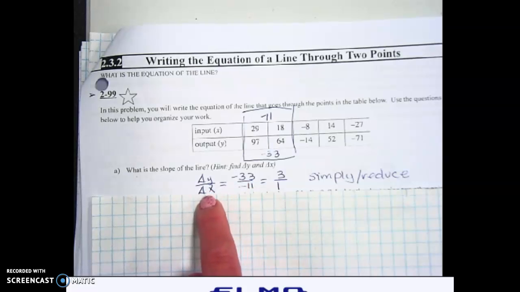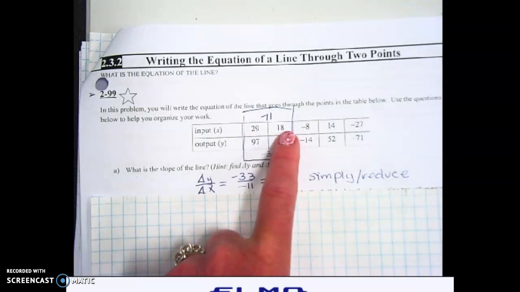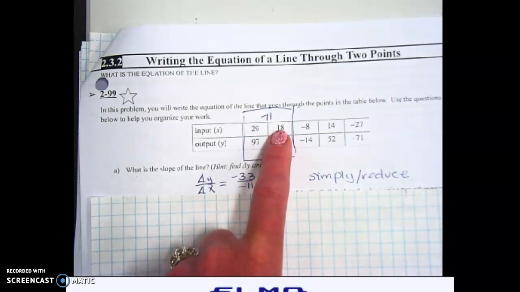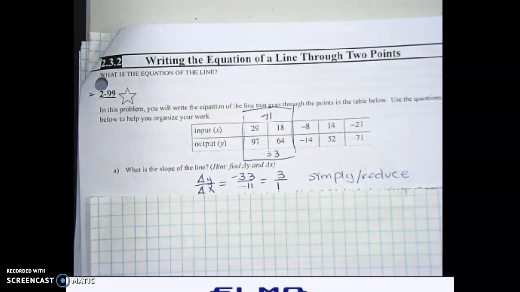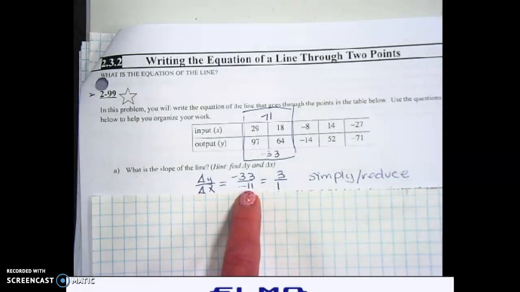Now I need the change in the x. So I went from 29 to 18. What was my difference? Negative 11. You subtract 11, you get to 18, okay? That's your delta x. That goes in the denominator of your ratio. So my slope was negative 33 over negative 11.